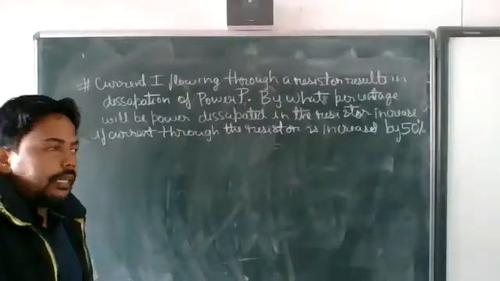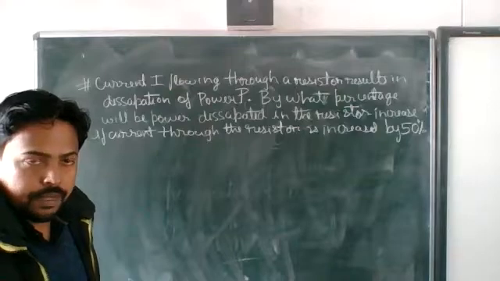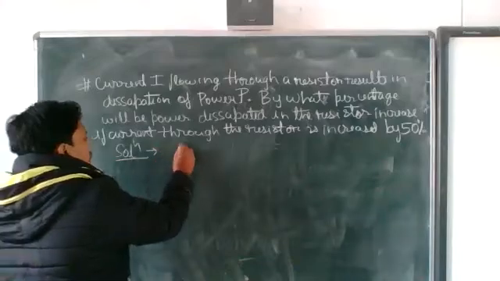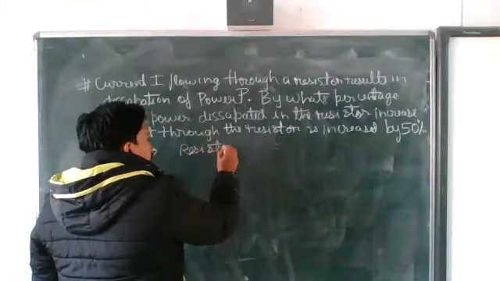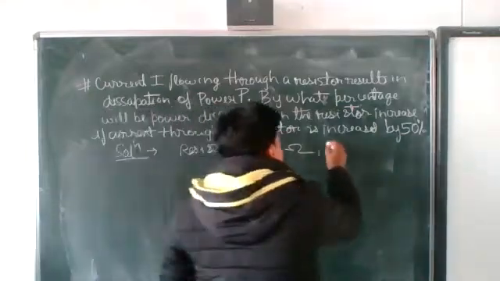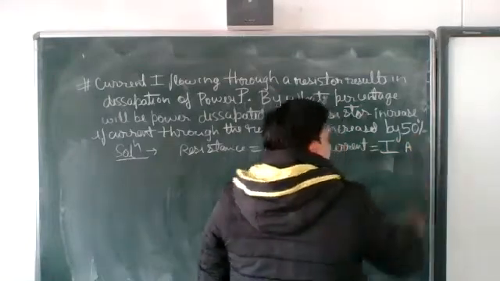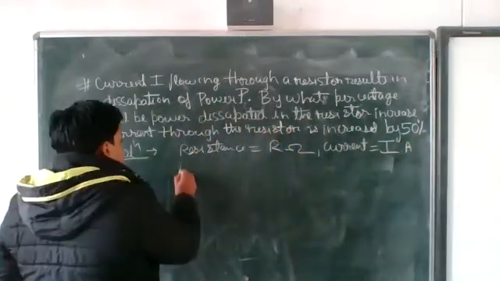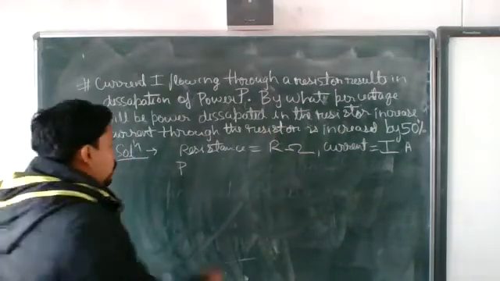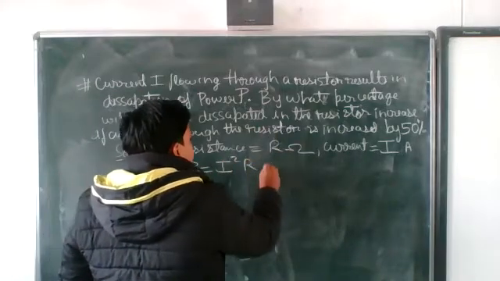If you want to talk about the dissipation of power, then suppose R is the value of resistance and the current is I ampere. Then the power dissipated is P, let us say, and the heat will be equal to I square R into T.